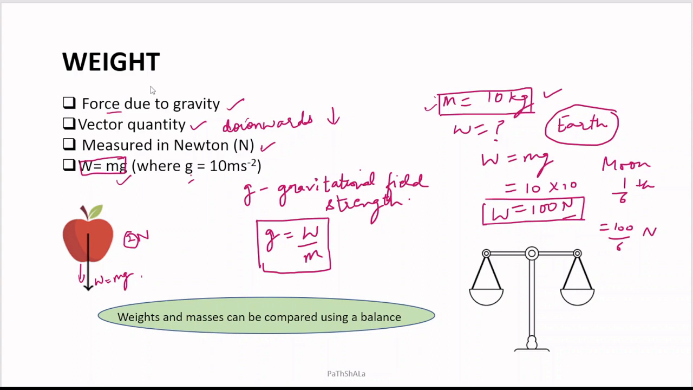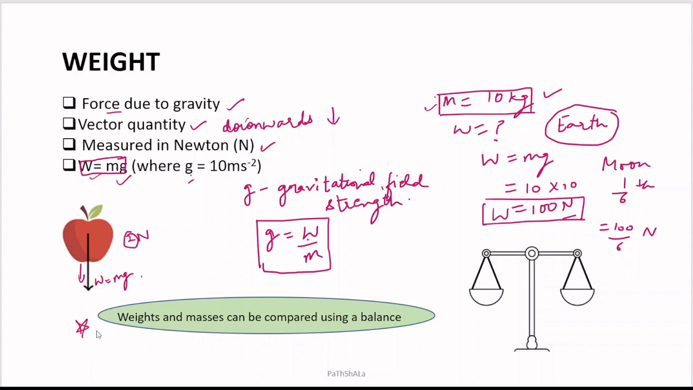So just for a quick summary, force due to gravity is the weight. It is a vector quantity because it has magnitude as well as direction, and the direction is always pointing downwards or acting downwards because of gravity. It is measured in newtons because it is a force, and we can calculate weight by the formula W equals mg, where g is the gravitational field strength, right?